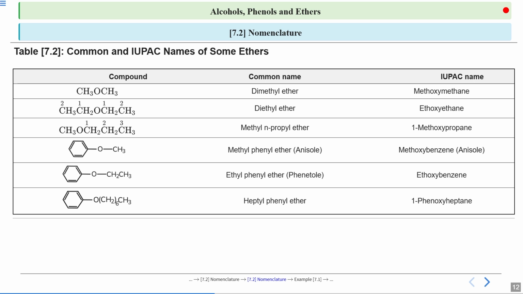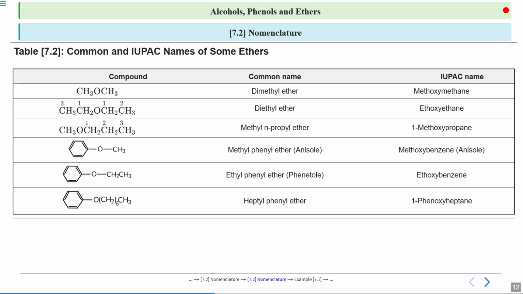So simple. Then we have the compound diethyl ether. Again, the two R groups are same, but we increase the number of carbons in both the groups. So diethyl ether, and the IUPAC name is ethoxyethane, because both are same, right?